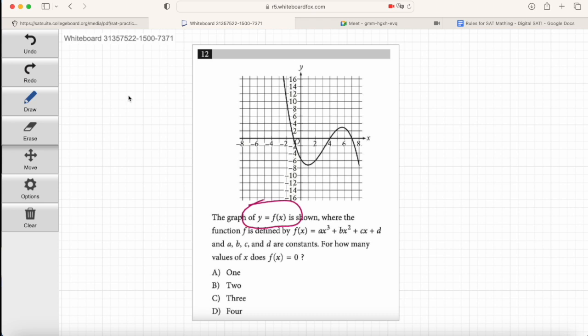So really, we could look at this question in another way. We could say, okay, for how many values of x does y equal 0? It's the same question. Does that make sense why it's the same question? Well, hey, let's look at this graph of the function. I want you to help me out here. I want you to circle all the points on the graph where the y value equals 0.